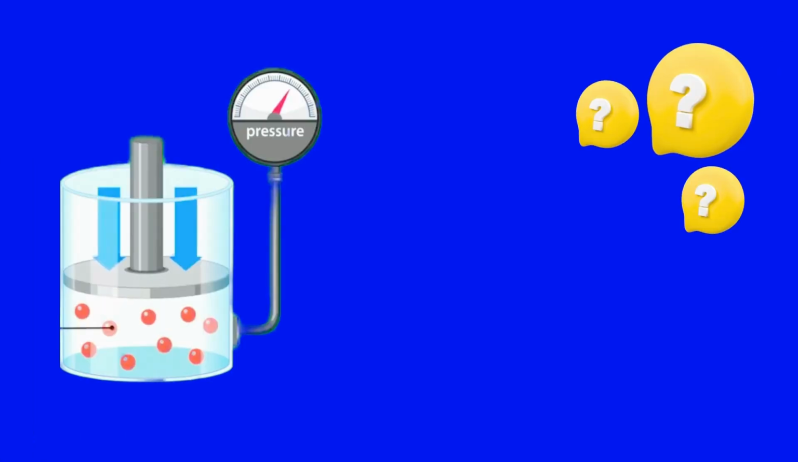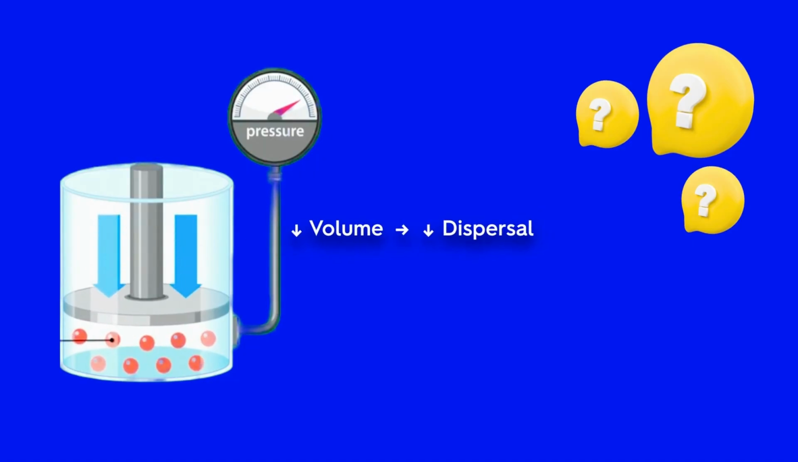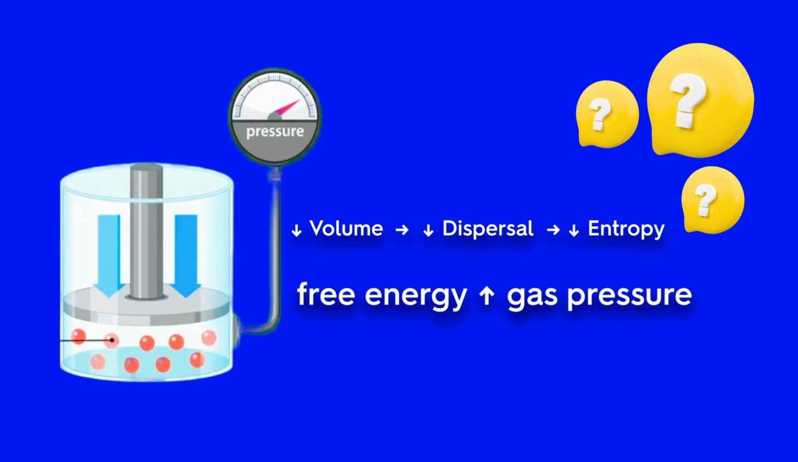Why does pressure matter? Compressing a gas reduces its volume and the ways its particles can spread out. That lowers entropy, which in turn raises the free energy of a gas at higher pressure.